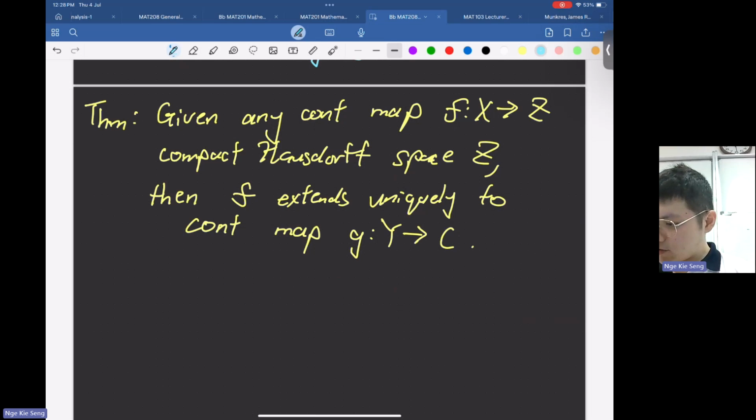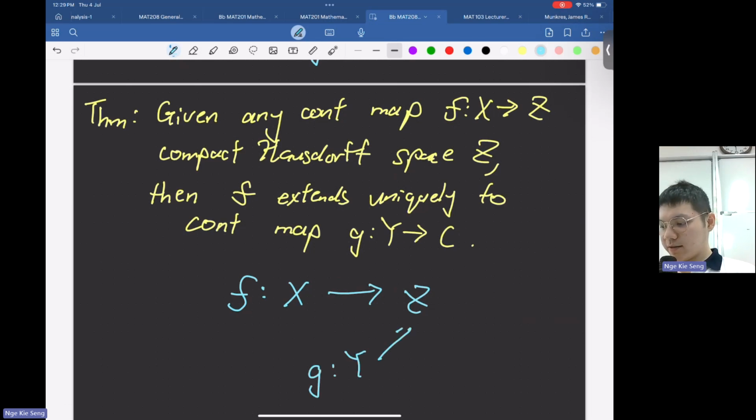So how do you imagine this word here? I know people are scared of reading words, so you need to turn this word into a diagram. How do you turn this word into a diagram? First, you have a continuous map from S to Z, and then it extends to a map from Y to Z.